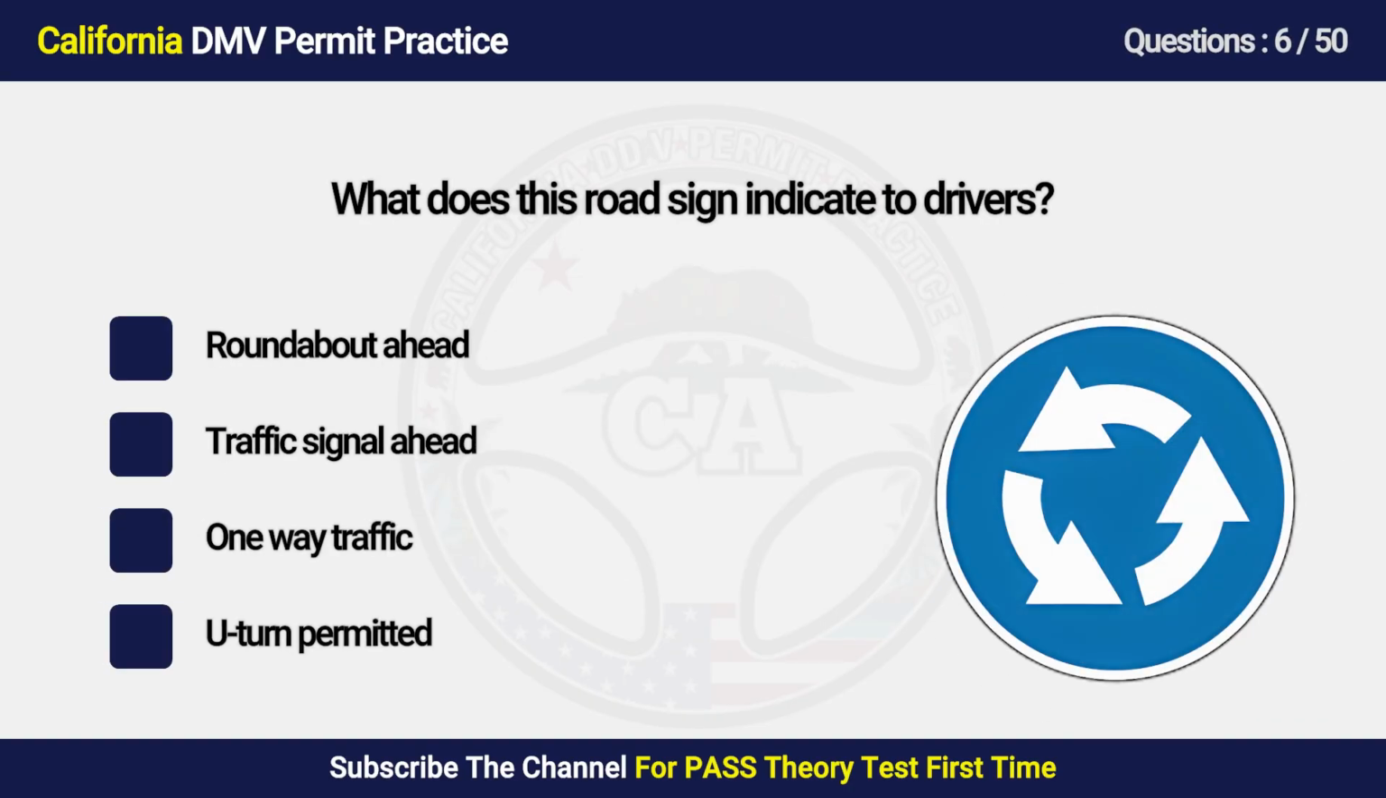Question 6. What does this road sign indicate to drivers? A. Roundabout ahead. B. Traffic signal ahead. C. One-way traffic. D. U-turn permitted.